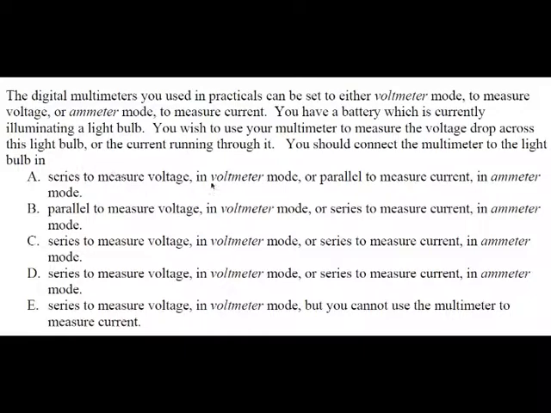A: Series to measure the voltage in voltmeter mode, or parallel to measure the current in ammeter mode. B: Parallel to measure the voltage in voltmeter mode, or series to measure current in ammeter mode. C: Series to measure voltage in voltmeter mode, or series to measure current in ammeter mode. D: Series to measure voltage in voltmeter mode, or series to measure current in ammeter mode. Or E: Series to measure voltage in voltmeter mode, but you cannot use the multimeter to measure current.